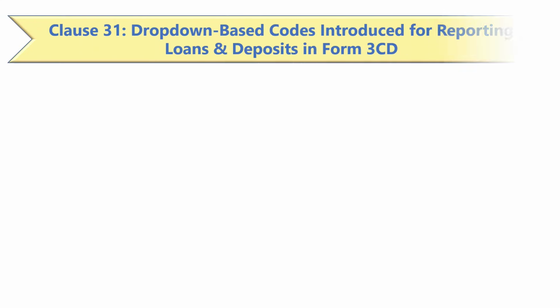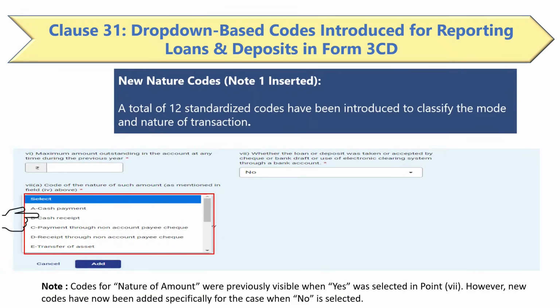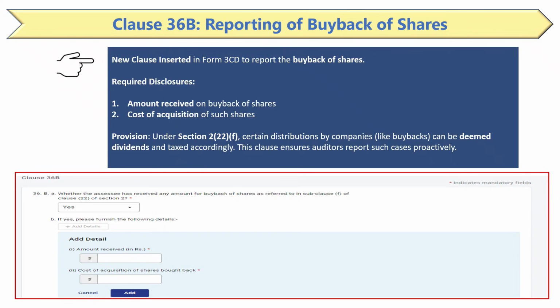In Clause 31, drop-down based codes have been introduced for reporting loans and deposits in Form 3CD. Codes for nature of amount were previously visible when yes was selected in point 7. However, now new codes have been added specifically for the case when no is selected. In Clause 36B, a new clause has been inserted to report buyback of shares. Here, the auditors are required to disclose the amount received on buyback of shares and the cost of acquisition of such shares.